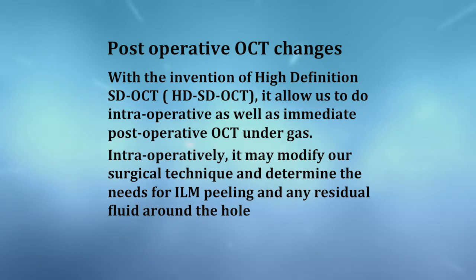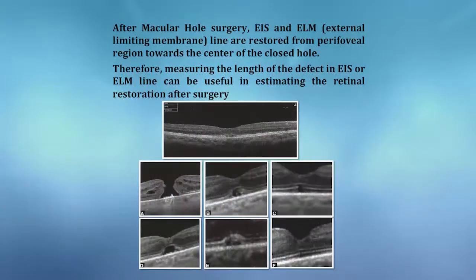Intraoperatively, it may modify, as I said, surgical technique and determine the needs for ILM peeling and any residual fluid around the hole. I can wait to aspirate. After macular hole surgery, it's very important: the EIS, ellipsoid inner segment, and ELM, external limiting membrane line, are distorted from the perifoveal region towards the center of the closed hole. Therefore, measuring the length of the defect in the EIS or ELM line can be useful in estimating the retinal restoration after surgery.